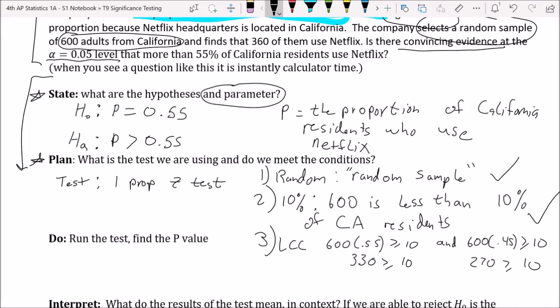Now we get to run the test and find the p-value. There's a couple different ways to do this. You can write them out. One thing that I want to encourage you to do is to draw a picture, because it helps us understand what these values mean. It also is going to be helpful to us in demonstrating to a grader that we know what we're doing and that we understand what we're doing. So it's time for us to run the test, and that means we're going to need to go to our calculator.